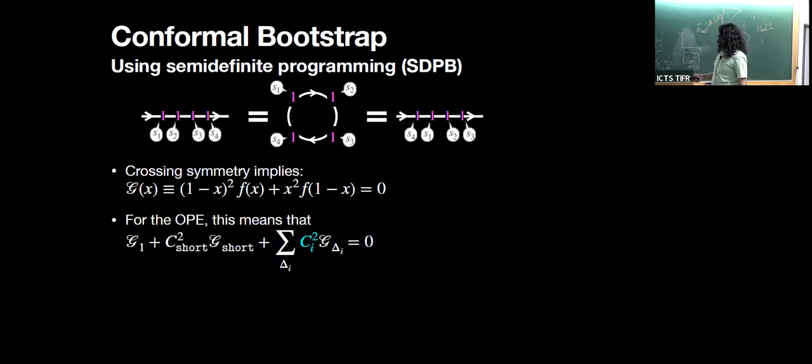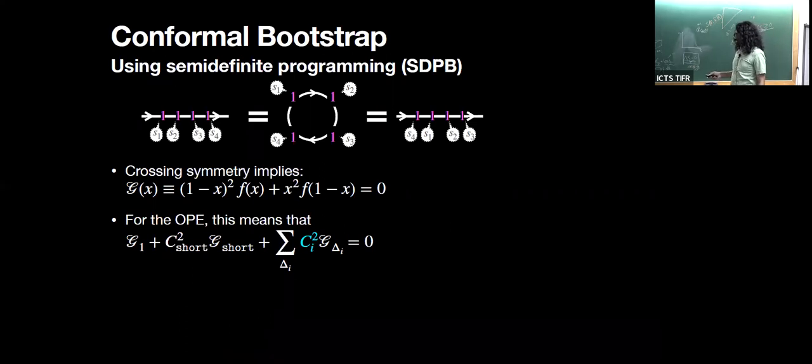I've just introduced some notation here. I define this calligraphic G as the crossing symmetric combination, the crossing equation written as calligraphic G. Then you can expand calligraphic G in terms of the same superconformal blocks as I described before. You have G1, plus C short squared times G short, plus C_i squared times G_delta_i, summed over delta_i. We know delta_i, we know G, we know G short, we know C short squared, we know G1. The only unknown is C_i squared.